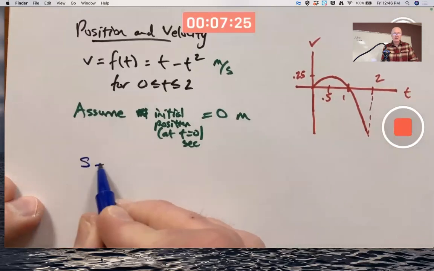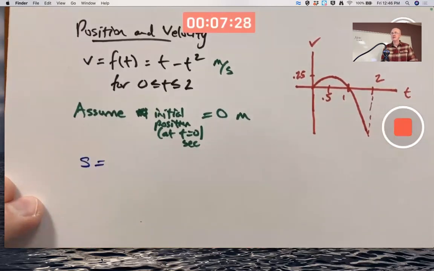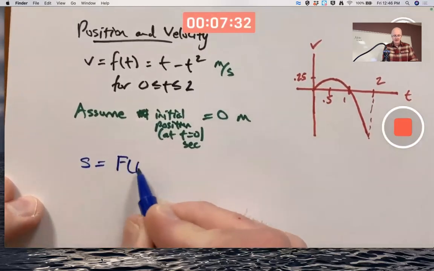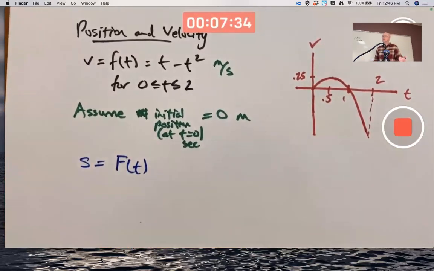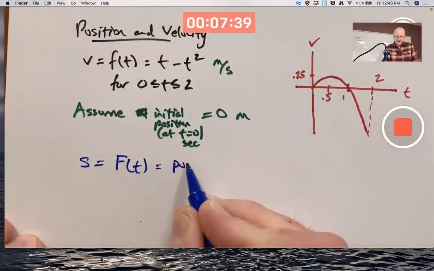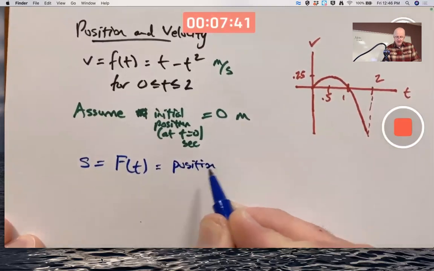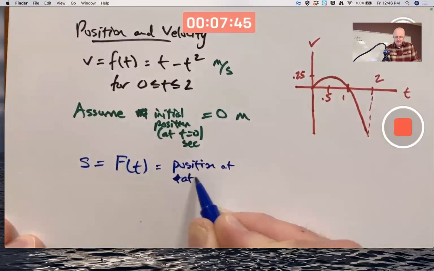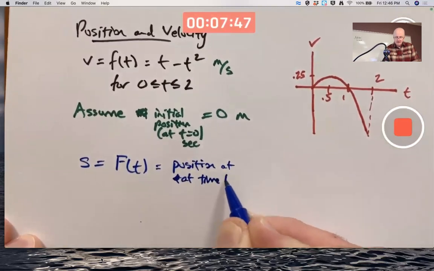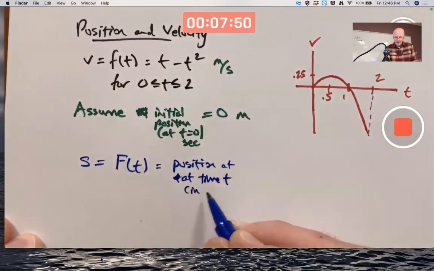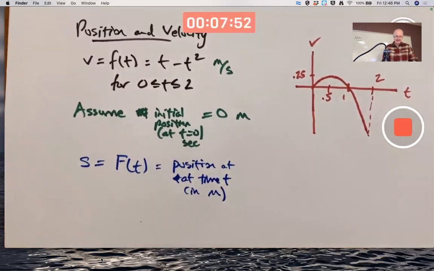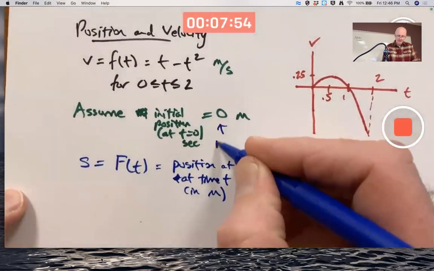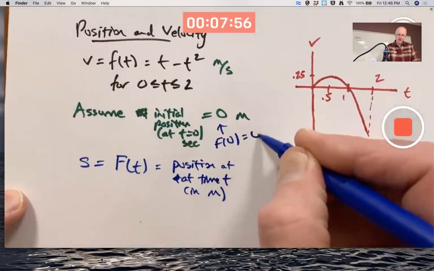And then your initial position would be some positive number of meters. Let's go ahead and continue to use the letter S for position now instead of distance traveled. And let's continue to call it capital F, and it will be an antiderivative of little f. This is going to be the position at time t, in meters. And this assumption means capital F of 0 equals 0.